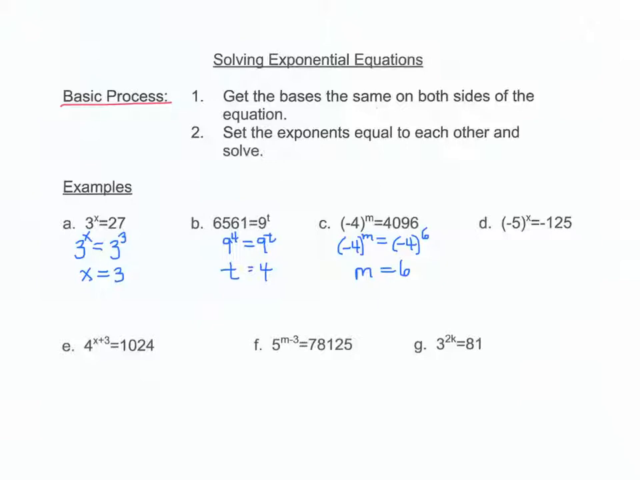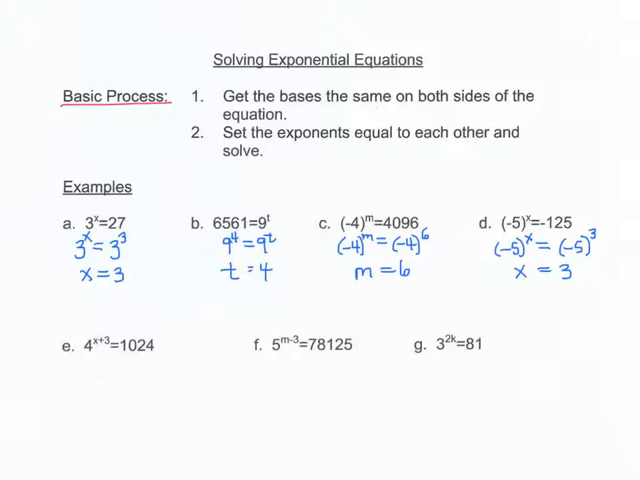Next one, negative 5 to the exponent x equals negative 125, which can be written as negative 5 cubed, because negative 5 times negative 5 times negative 5 is negative 125. Set the exponents equal, so x is 3. Okay, those ones are all pretty straightforward.